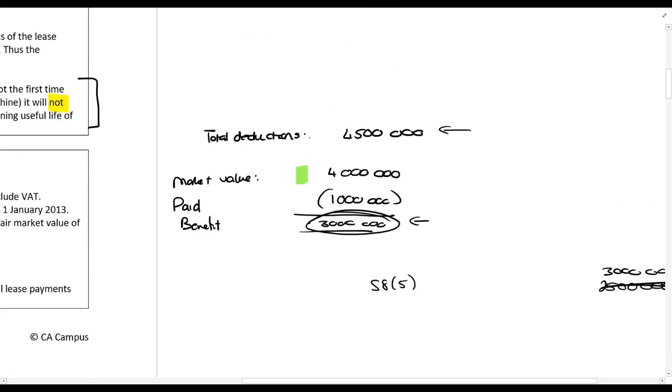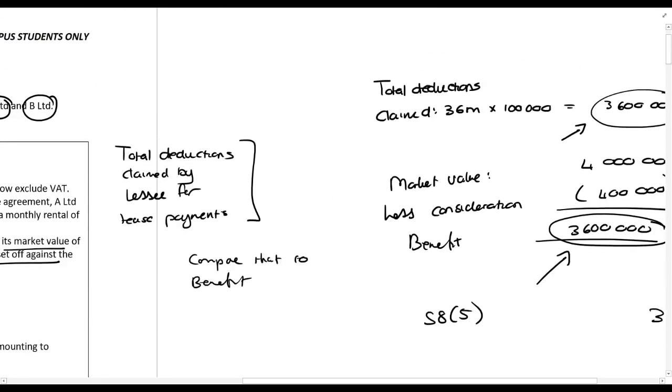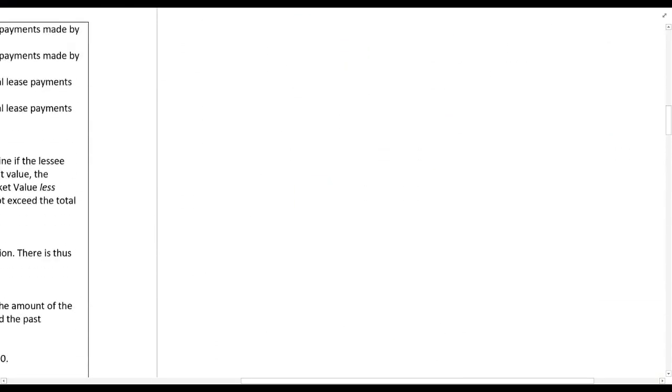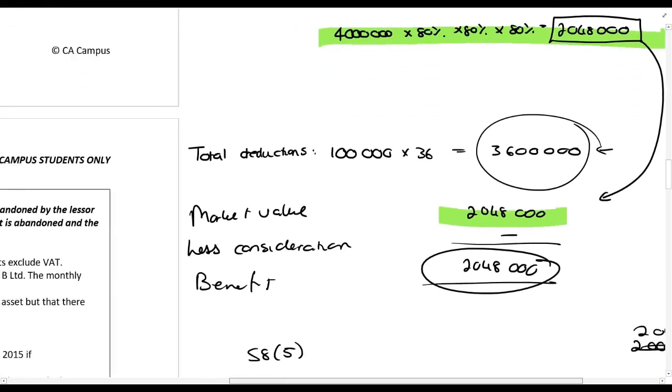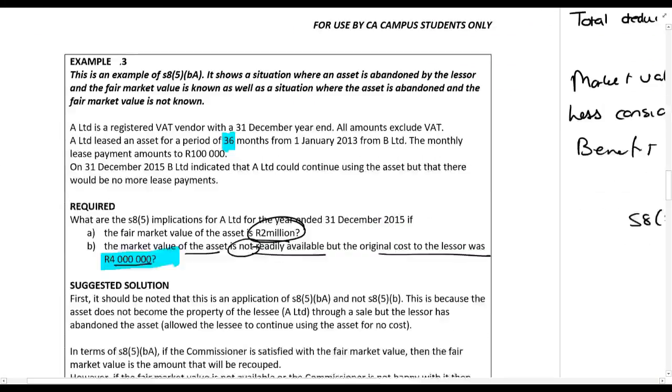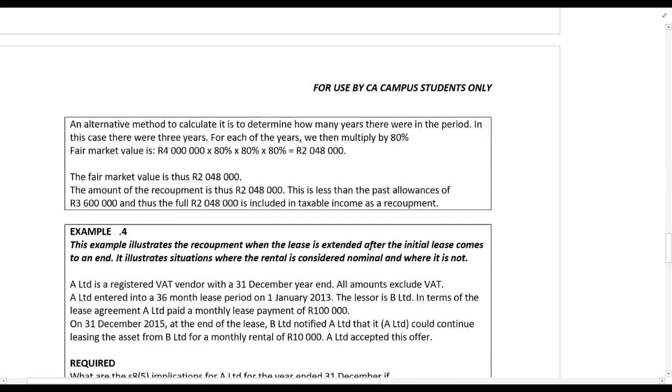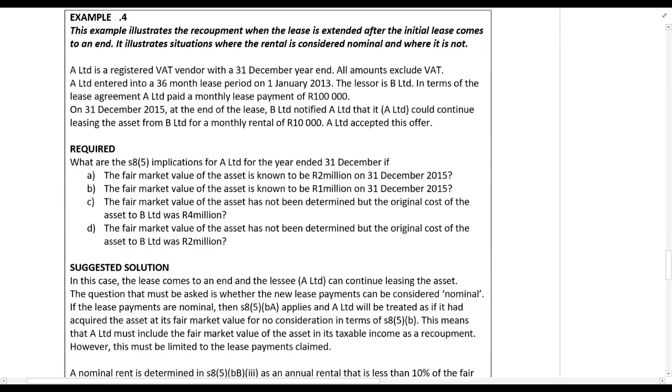And if you go up to all of the questions we did going up, we used market value. Can you see everywhere when we do this? So that is the market value, how you must calculate it if you are not given that answer or if the commissioner is not satisfied with the value. Then, guys, now we're looking at the next example, and this is where the lease comes to an end, and then you can continue leasing it.